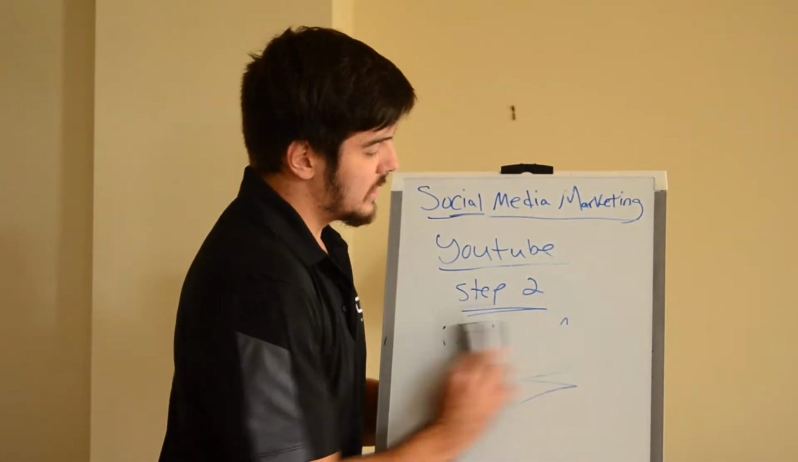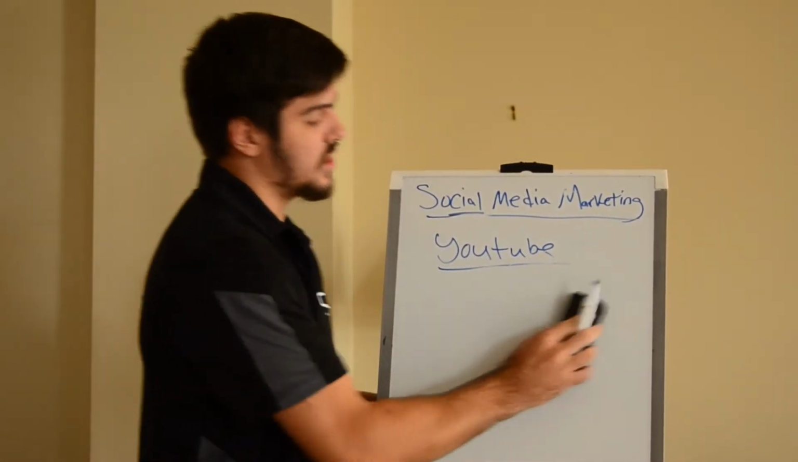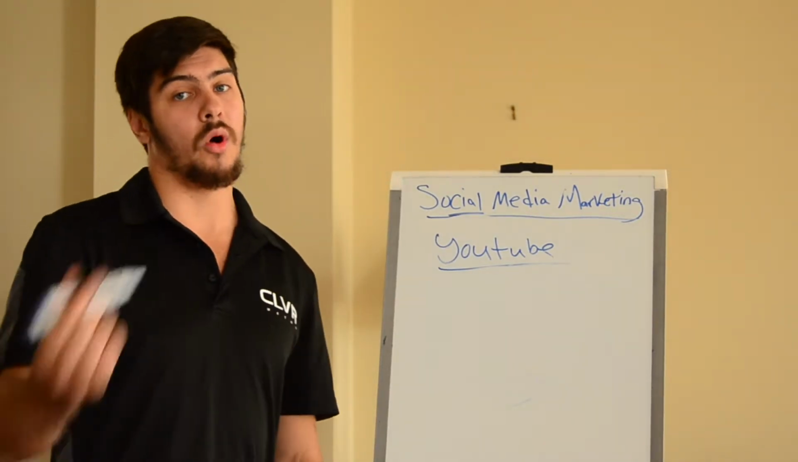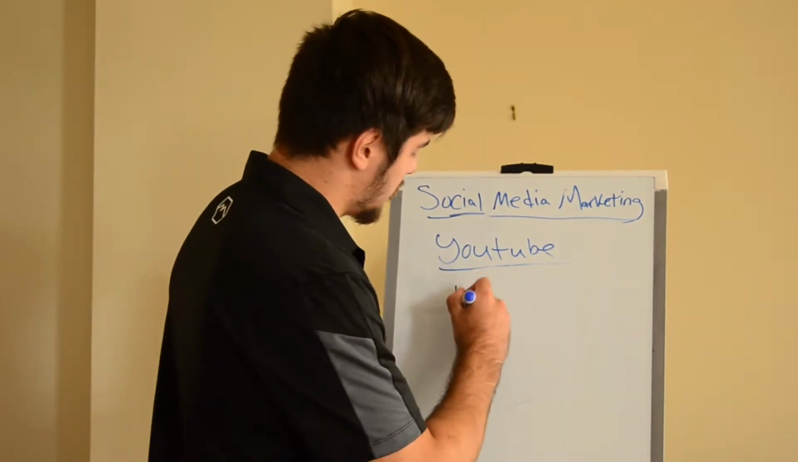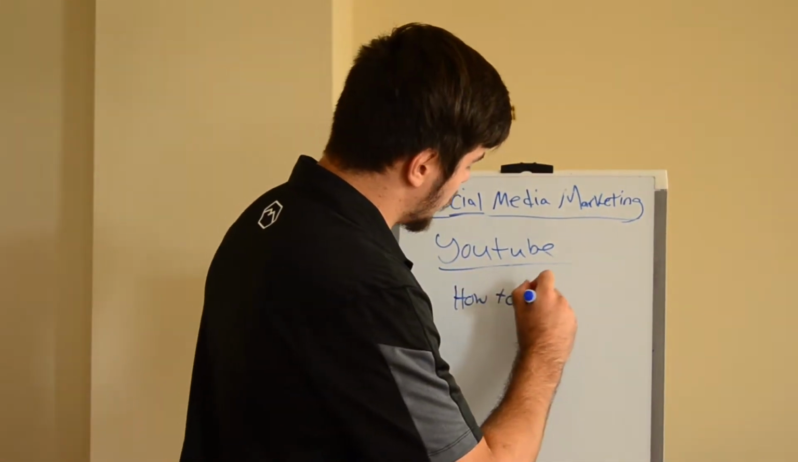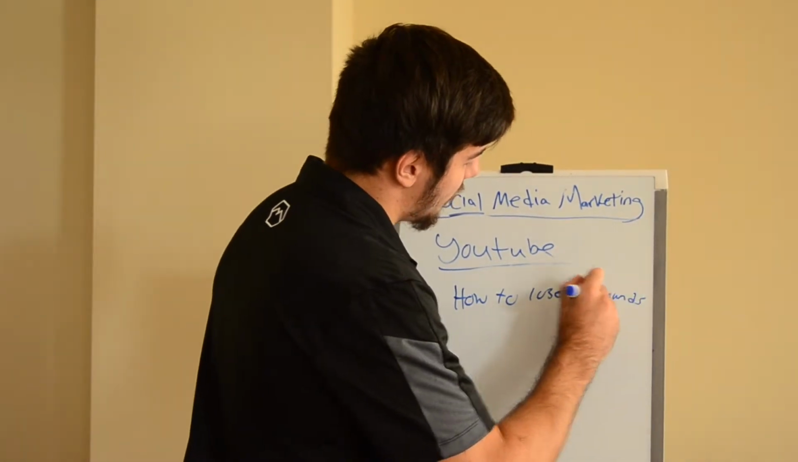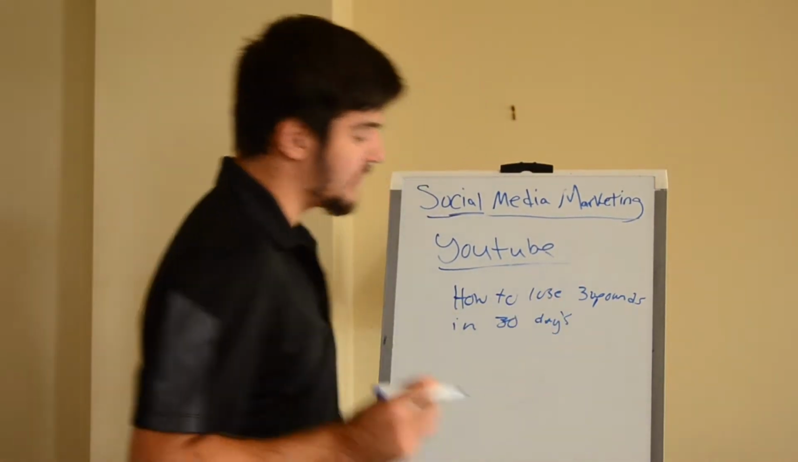So step 2 is upload it, but have it as unlisted. Don't publish it yet because we want to change some headlines and some keywords, right? So once it's unlisted, we want to use our headline. So the title of the video is going to be like, how to lose 30 pounds in 30 days, right? That's a keyword.